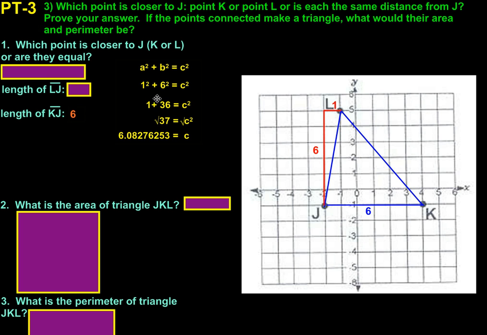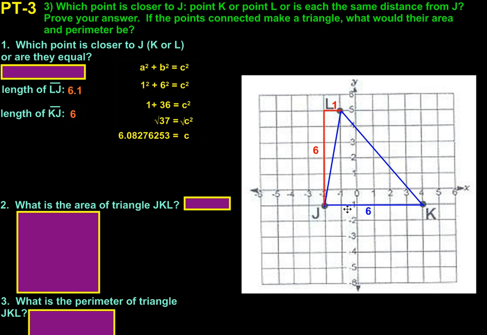So 1 squared is 1, 6 squared is 36, and we're still looking for c squared. 36 plus 1 is 37. If we do the square root of each, that frees c by itself, and we get a full calculator display for the square root of 37 at 6.08272653. But we really only need to focus on the tenths place. And you can see that the 8 would bump the tenths place up to a 1, so we can round the length of LJ at 6.1, which then makes it pretty easy for us to determine which is longer, right?